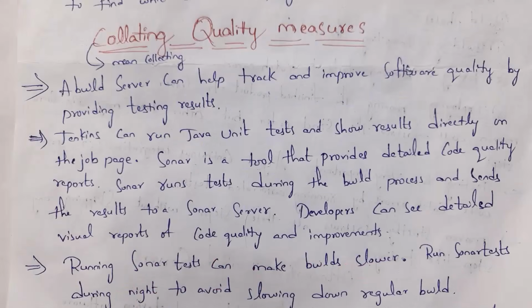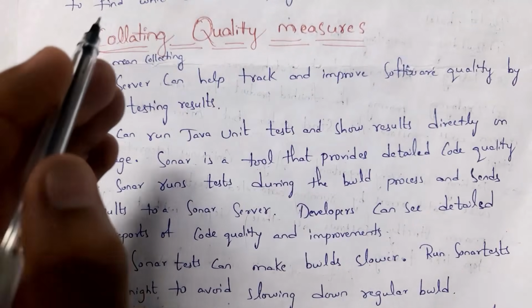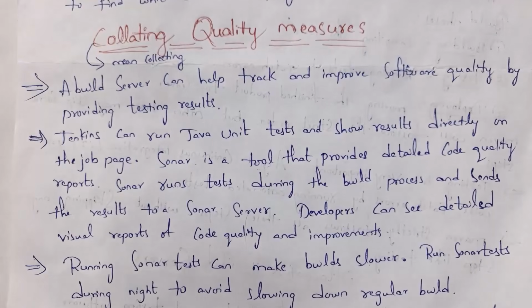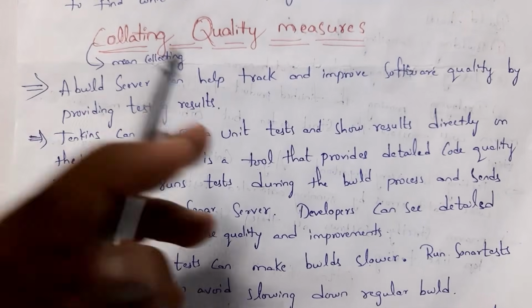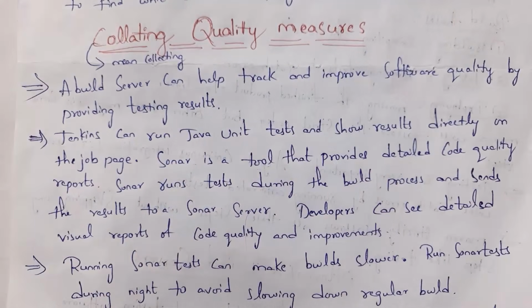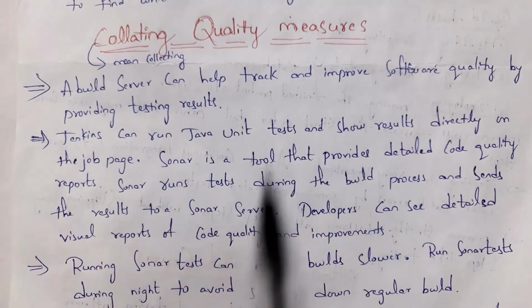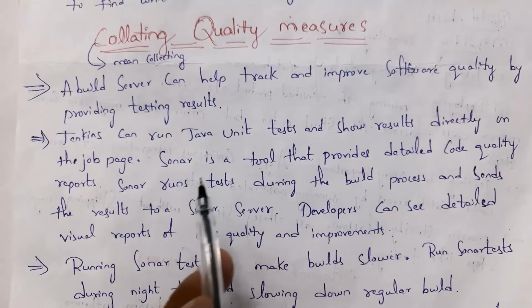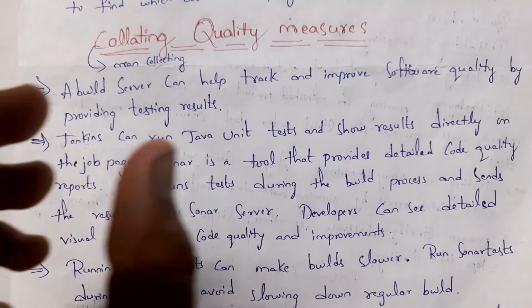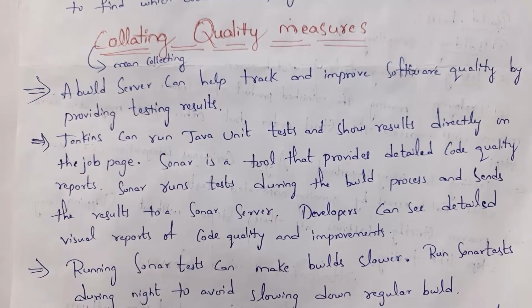Next topic is collating quality measures. Guys, collating means collecting. We need to collect quality measures. By following these quality measures, we can successfully build software. A build server can help track and improve software quality by providing testing results. As we know, build server will perform testing and then it will provide testing results. Jenkins can run Java unit tests and show results directly on the job page. Guys, by using Jenkins, we can test Java projects. After testing, the results are directly displayed in Jenkins page.